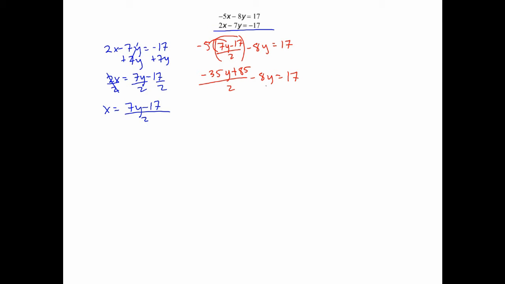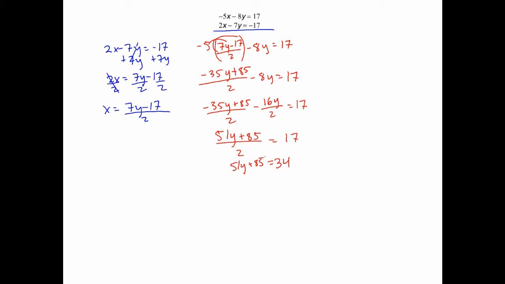I'm going to switch this one up, so negative 35y plus 85 over 2. And I want to put the second one over 2 as well. So minus 16y over 2 equals 17. Alright, now I can combine like terms. So negative 35 minus 16. That's going to give us negative 51y plus 85, and they're both over 2, equals 17. Now multiply out by 2. You're going to get 34 equals negative 51y plus 85.